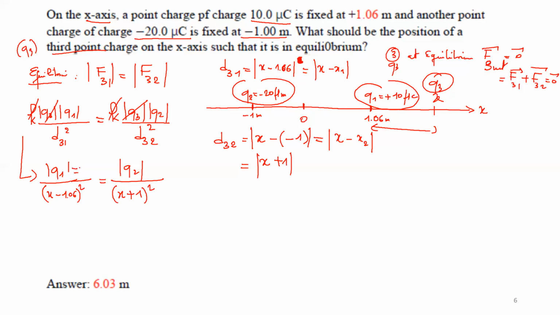Okay. Q1, you remember, absolute value is 10 microcoulomb. Okay, and here you will have what? 20 microcoulomb. Okay. 10 to the power minus 6. 10 to the power minus 6. Anyway, so what does it mean? It means that x plus 1 squared divided by x minus 1.06 squared will be equal to Q2 divided by Q1. And this will just give you 2. Okay, the microcoulomb will cancel. You have 20 divided by 10, which is 2.